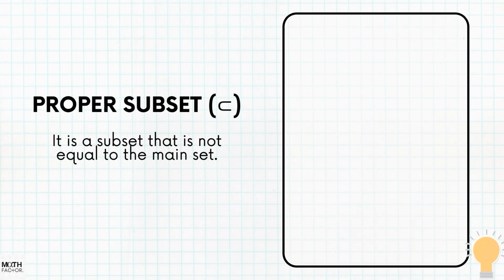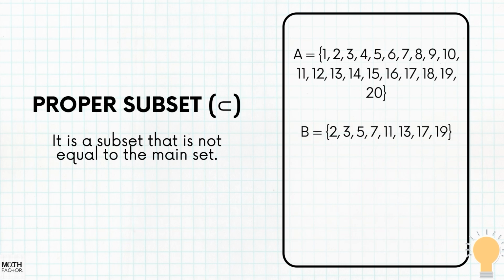Next is a proper subset. It is a subset that is not equal to the main set. In other words, proper subsets should always have fewer elements than the main set. In our example, we already know that set B is a subset of set A. But since set B has fewer elements than set A, it makes set B a proper subset of set A.